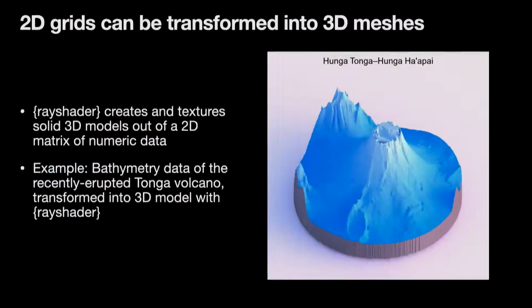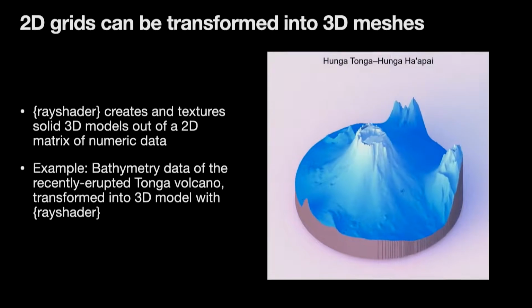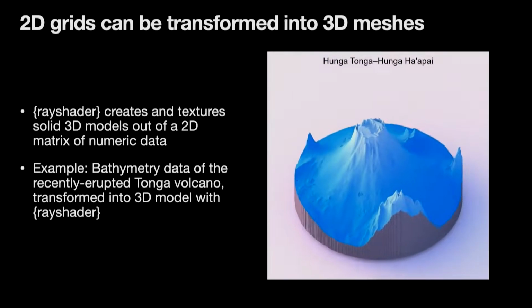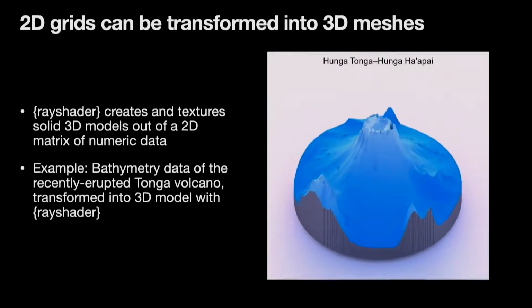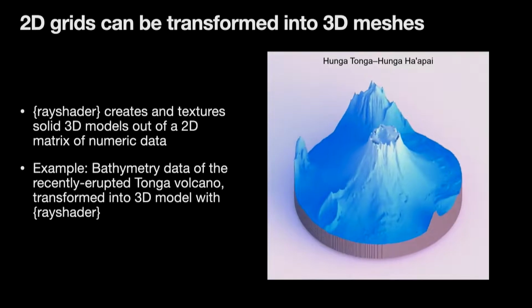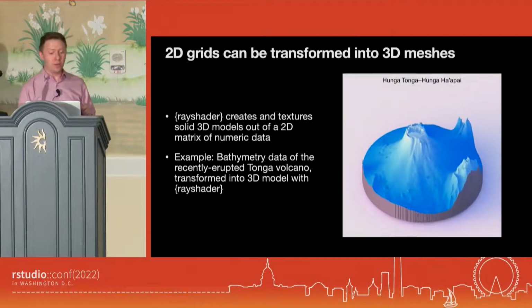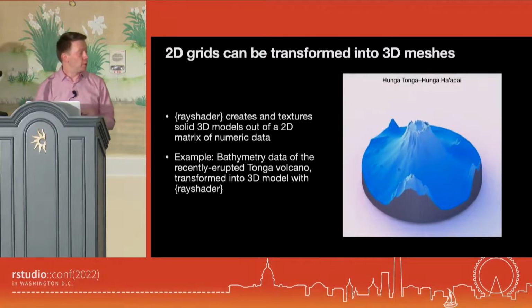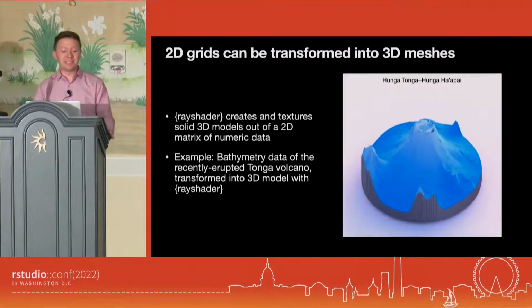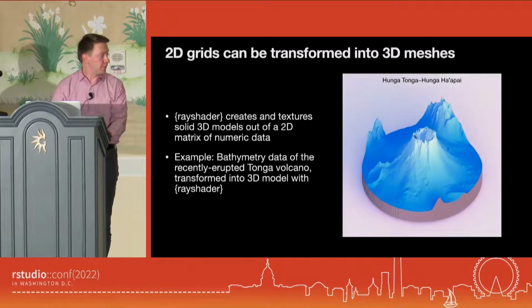Besides points and lines, the other main type of 3D data visualization is the 3D mesh, a continuous grid of data values. This is where the Ray Shader package comes in. It takes 2D grids of raster data and creates 3D models by transforming the flat matrix data into 3D. So this visualization of the underwater volcano in Tonga that erupted earlier this year was generated from a simple 2D matrix of bathymetry values taken from a sonar survey.